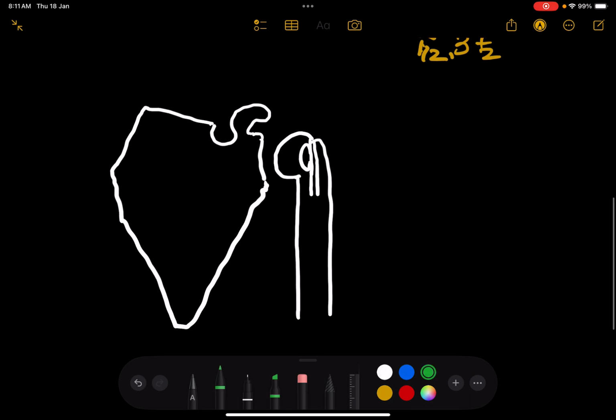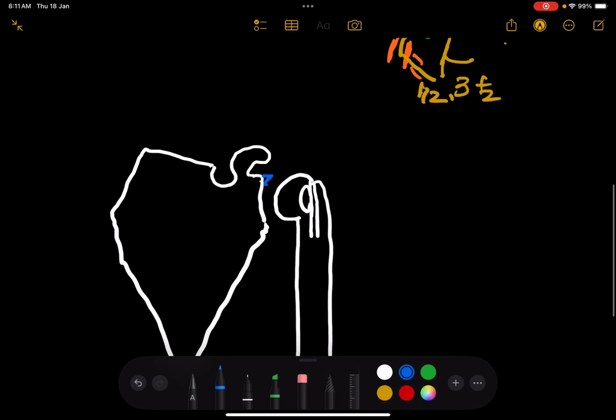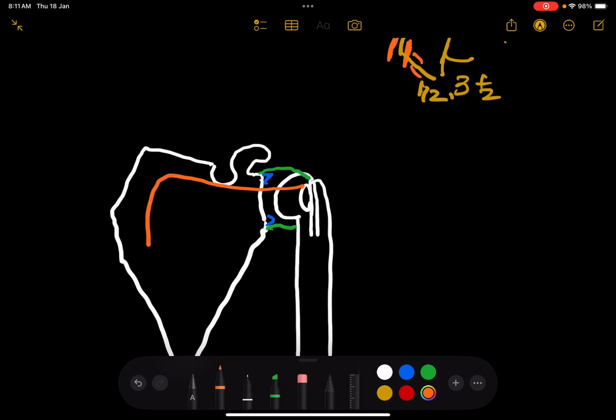Then we'll place the labrum, we'll place the capsule, then we'll place the subscapularis muscle attached to the lesser tuberosity, the teres minor going behind the capsule and getting attached here. The other structures are supraspinatus and infraspinatus, the SITS structures. Then the teres major getting attached to the medial lip of the bicipital groove.